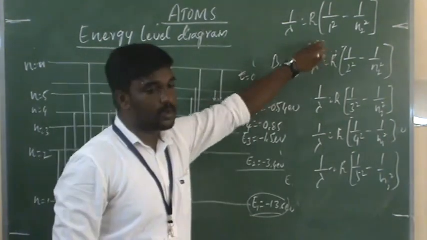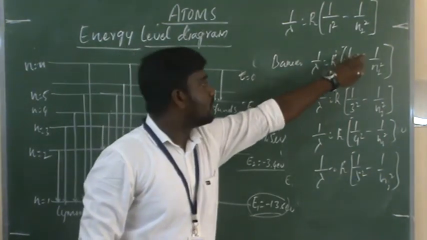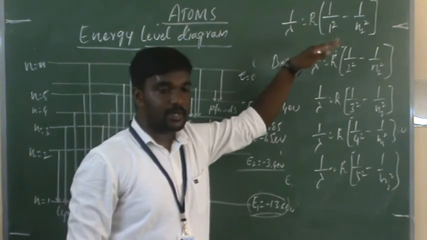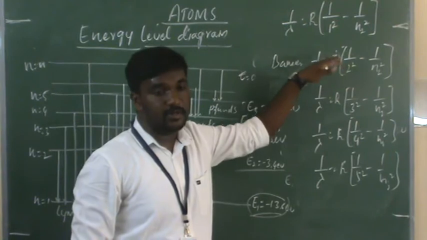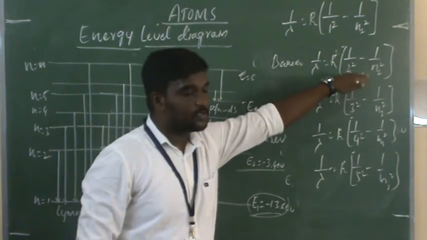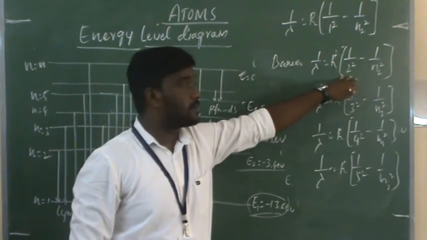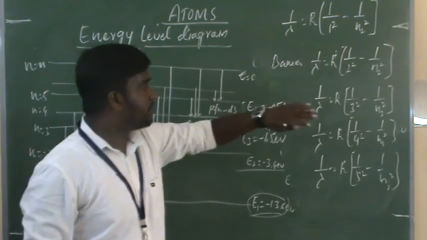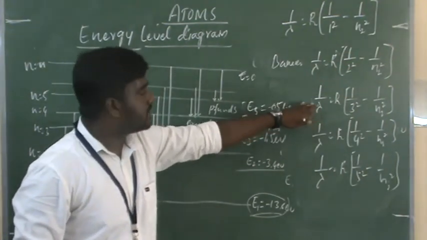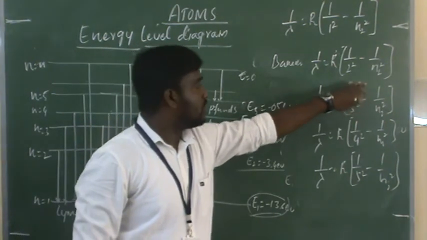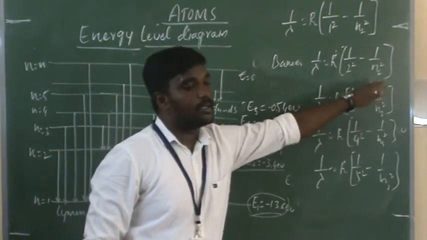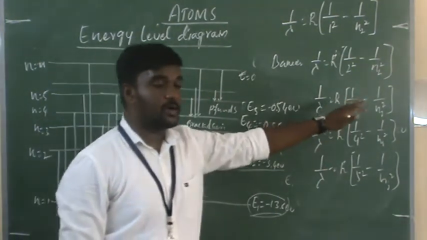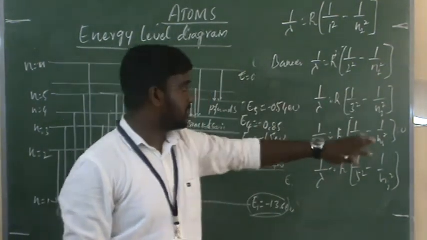In the same way, for the Balmer series, 1 by lambda is equal to R into 1 by second orbit. In the Balmer series, all spectral lines are transitions from higher energy to the second orbit, so that is why we have taken the second orbit. n1 is equal to 2, minus 1 by n2 square. In the same way, for the Paschen series, 1 by lambda is equal to R into 1 by 3 square minus 1 by n2 square. Here n2 is nothing but 4, 5, 6, like that.